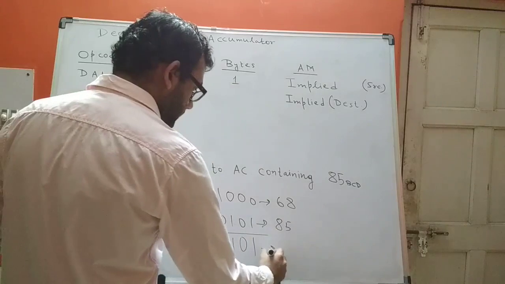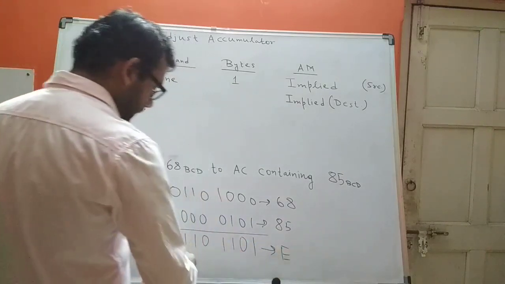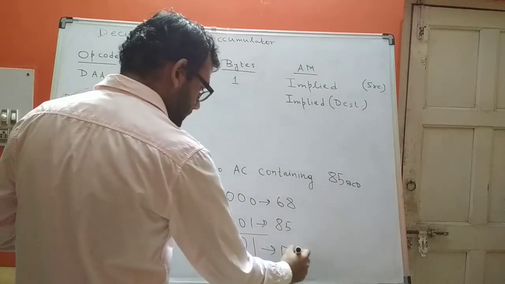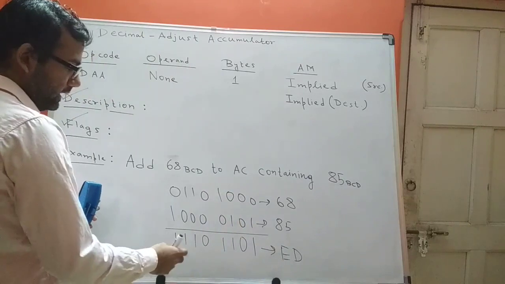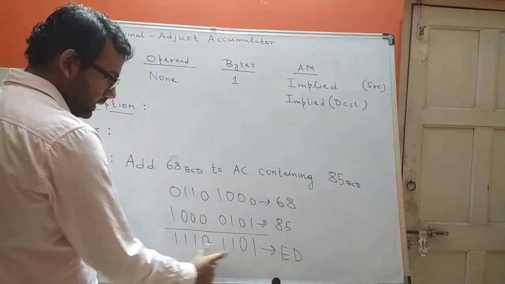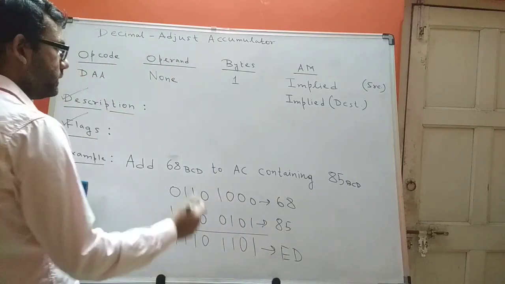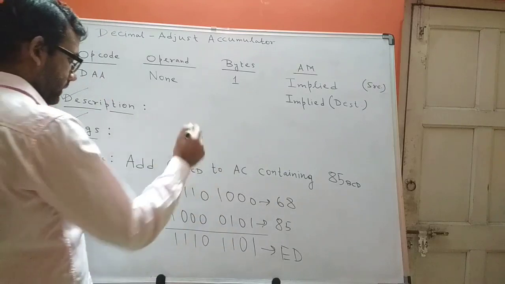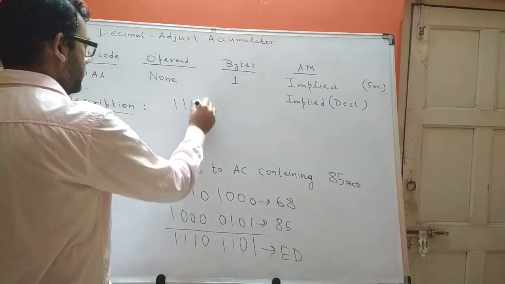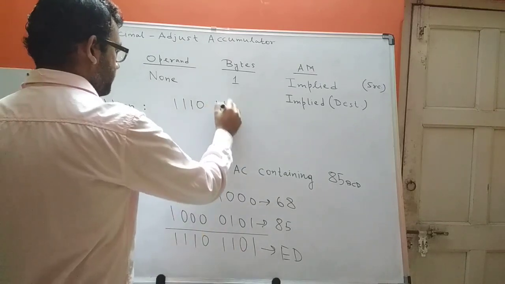So what is the hex of this? This part is E, and this part is, I think, D. Yeah, this is D. Now obviously I can see that the high order 4 bits as well as the low order 4 bits, both are out of order. So what I need to do is add 66. This is case number 3 in your description part. You have written down the description, this comes under point number 3.